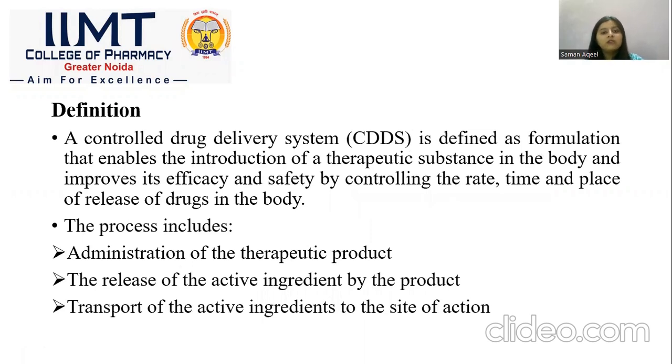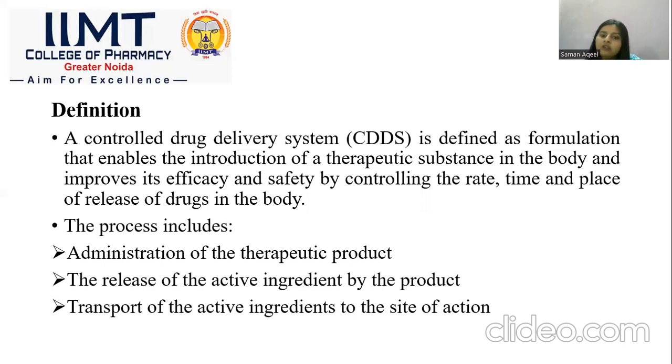A controlled drug delivery system or CDDS is defined as a formulation that enables the introduction of a therapeutic substance in the body and improves its efficacy and safety by controlling the rate, time, and place of release of drugs in the body. Now, it is a formulation which is efficacious and safe, having a therapeutic substance that is released in the body, but the rate of the release of the drug is controlled.